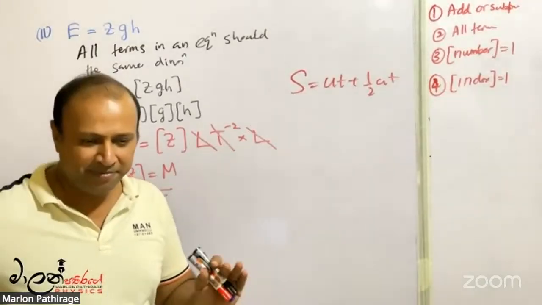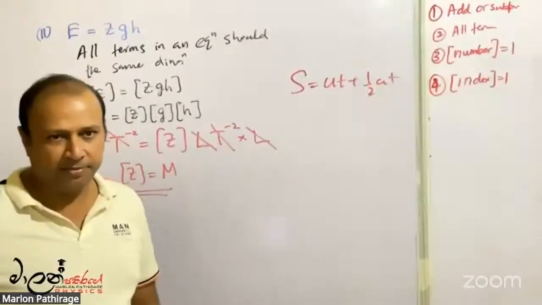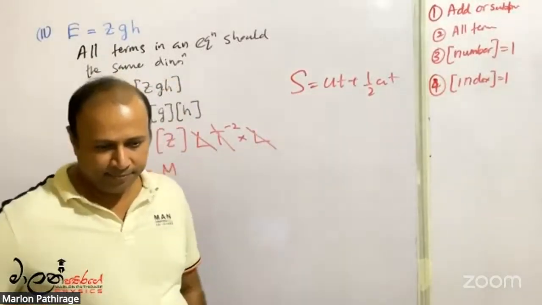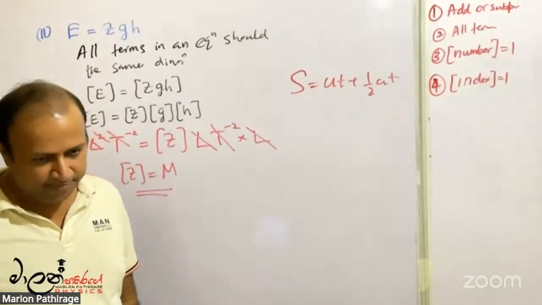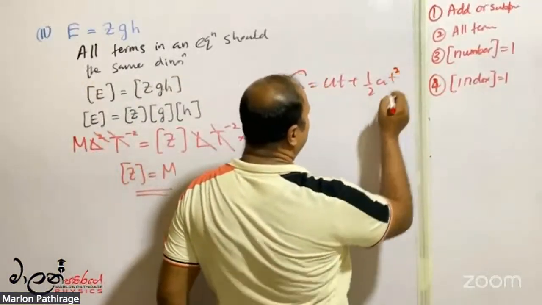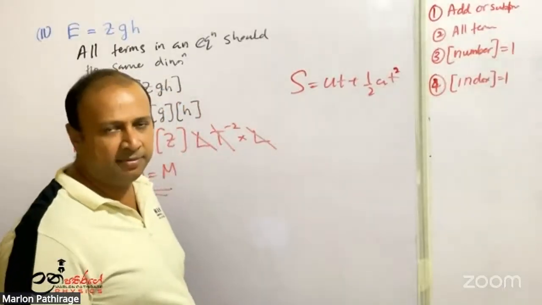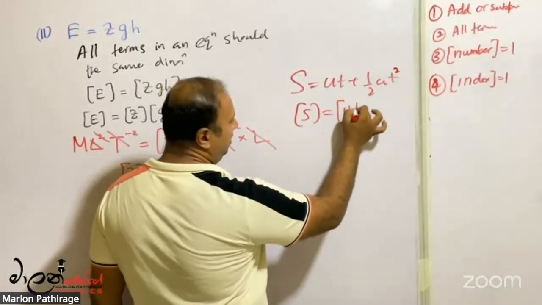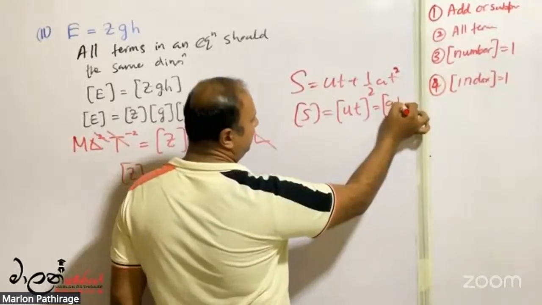Did you get my point? Yes, sir. You can consider these two only. It's two equations: S is equal to UT and S is equal to half AT squared also, no? So A is correct. So you can take either of the two. You can take dimension of S equal to dimension of UT. This one is also correct, the other one is also correct.